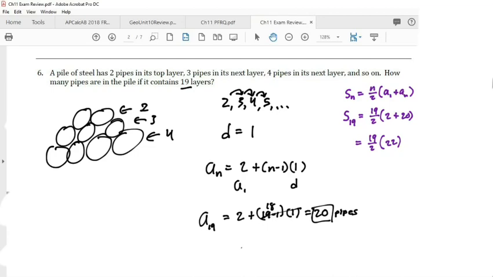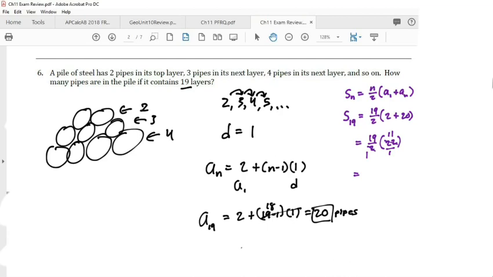So, anyways, I go that times 19 over 2. I'm going to make 22 into a fraction. And I'm also going to cross-cancel because I like using my math tricks here. So I divide the 2 and the 22 each by 2. And then I just have 19 times 11. And that's going to give us the total number of pipes.